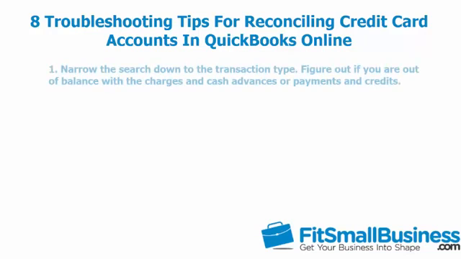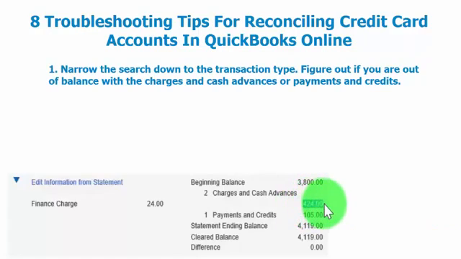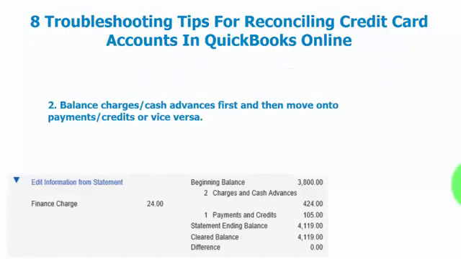Tip number 1. If possible, narrow the search down to the transaction type. Figure out if you are out of balance with the charges and cash advances or payments and credits. So just as we talked about a few minutes ago, you want to make sure that the total that's in QuickBooks matches with your credit card statement. And you want to determine if the out of balance is with charges and cash advances or with payments and credits. Now, if you happen to be out of balance for both charges, cash advances, and payments and credits, then tackle them separately. So in other words, balance your charges and cash advances first, and then move on to the payments and credits, or vice versa.